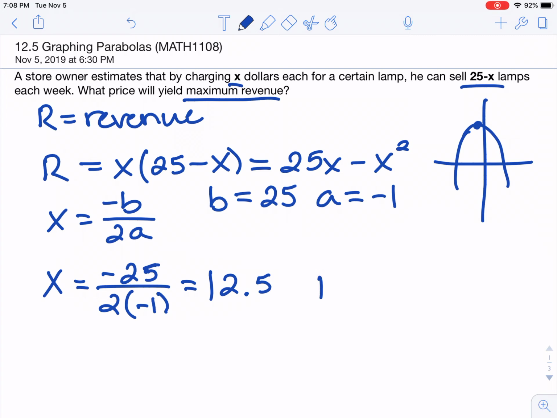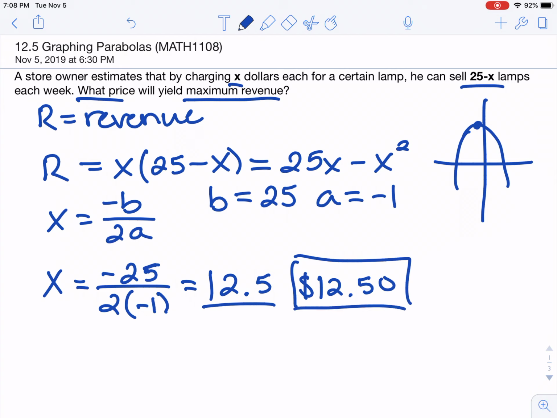So this is actually $12.50, I should say. Now at this point, since we know the x-coordinate of the vertex of this parabola, we can then plug it back in and solve for the actual maximum revenue. So really at this point we have answered the question of what price will yield maximum revenue. That price is $12.50. But just to take it a step further, let's figure out what that revenue will actually be.